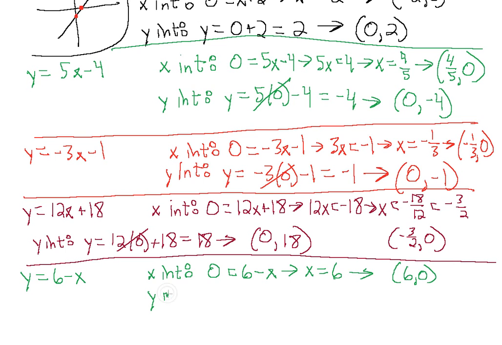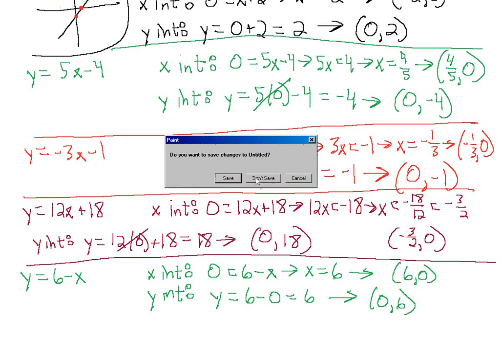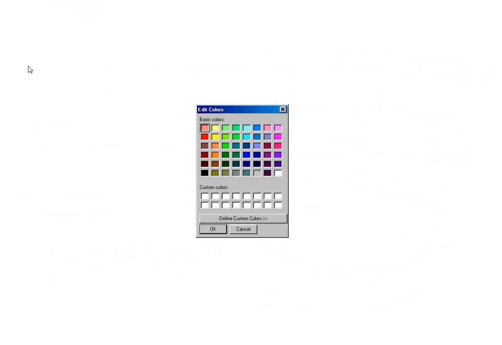Likewise for our y-intercept, we simply plug in 0 for x. So y equals 6 minus 0, or just 6. The y-intercept will be (0, 6). Okay, very straightforward, finding intercepts just by plugging in 0 for the other variable. Okay, let's do a couple more of these.